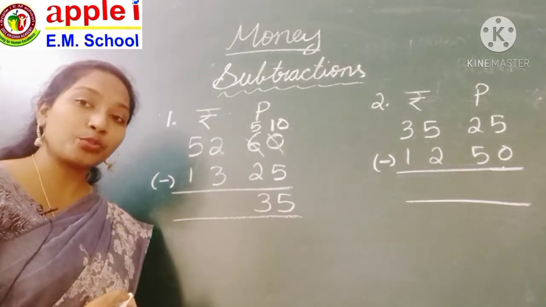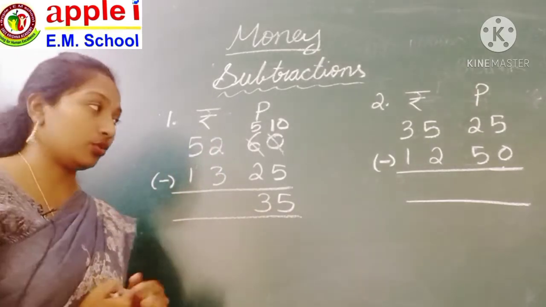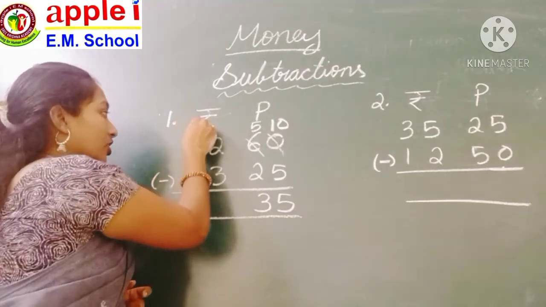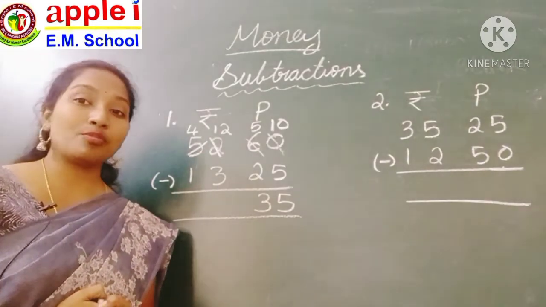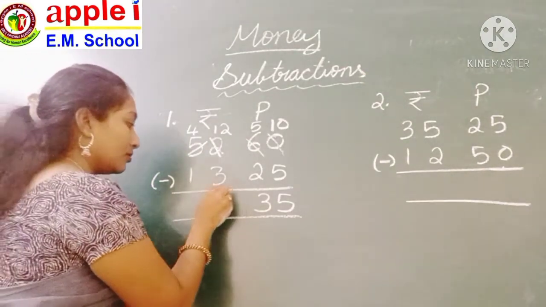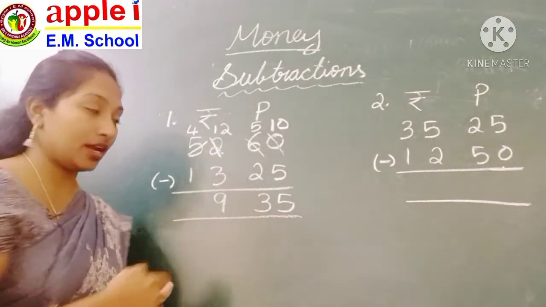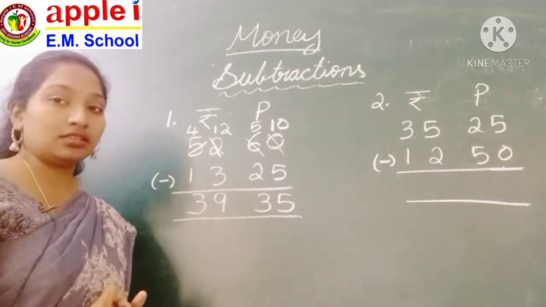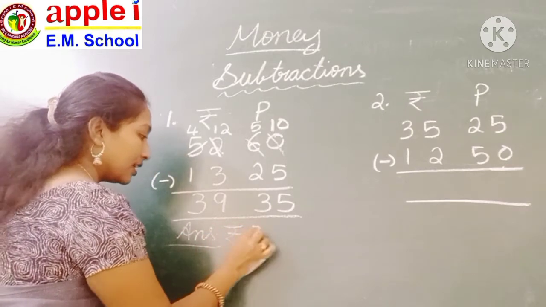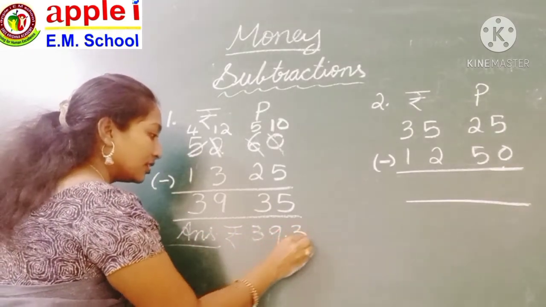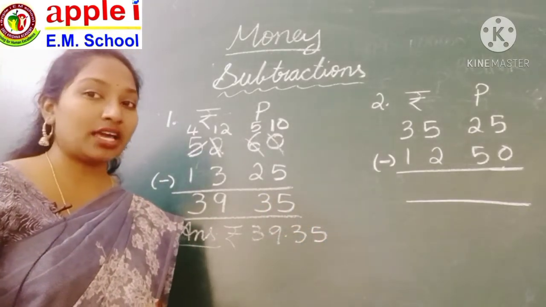Now, subtract rupees. See, 2 minus 3 we can't do. So, borrow from here. Here will be 4. Here will be 12. 12 minus 3 is 9. Next, 4 minus 1 is 3. So what is the answer, children? 39 rupees 35 pies.